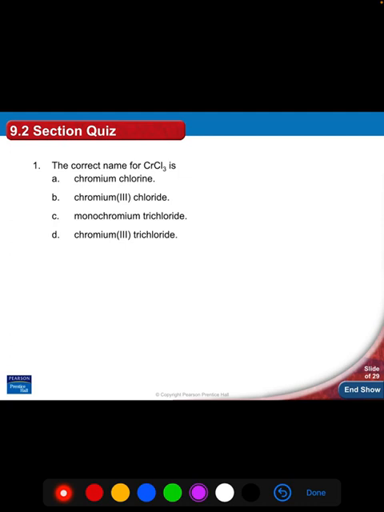The correct name for chromium with chlorine or chloride ions, more correctly, 3 of them is chromium 3, because chromium is a transition metal, chloride. So you would not say trichloride. This yellow box is in the wrong place. I think that's because I'm using a different program. It would be chromium 3 chloride.